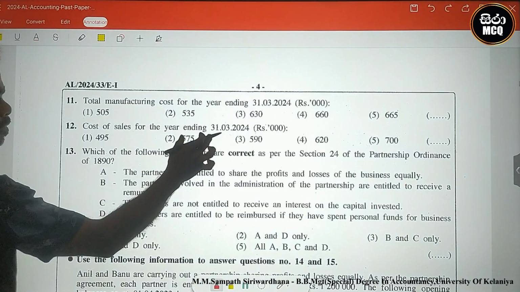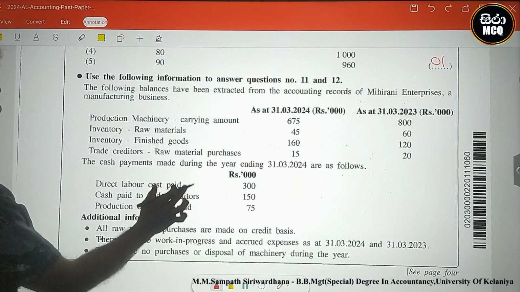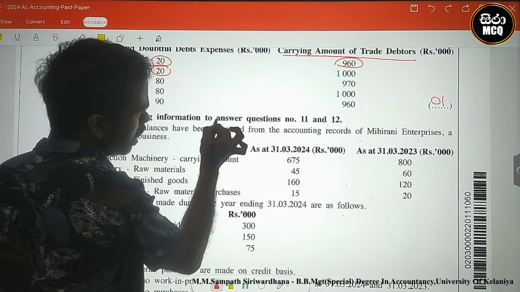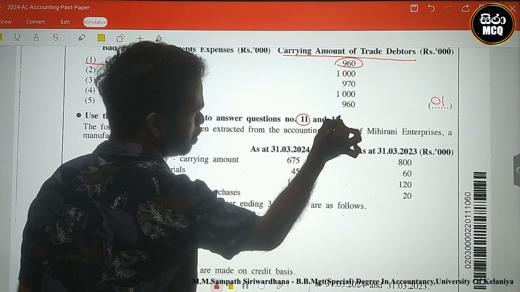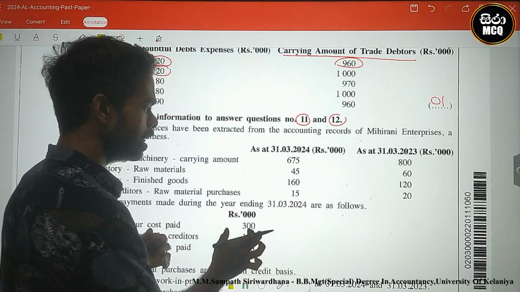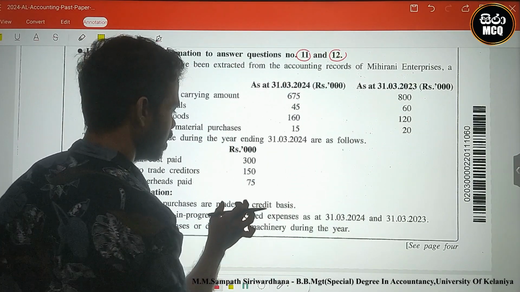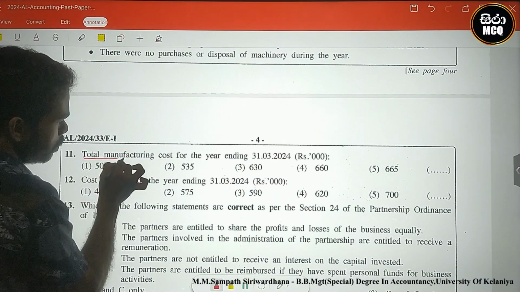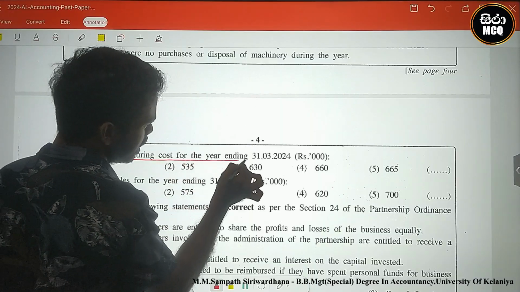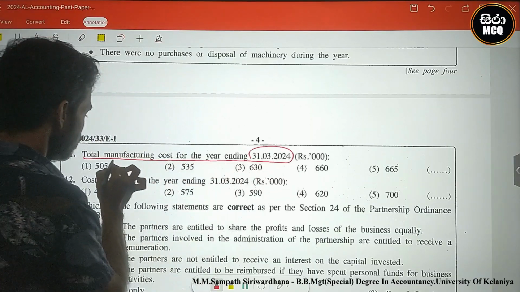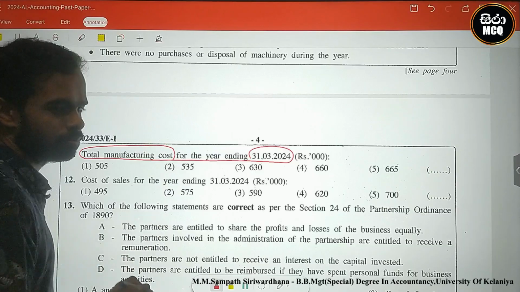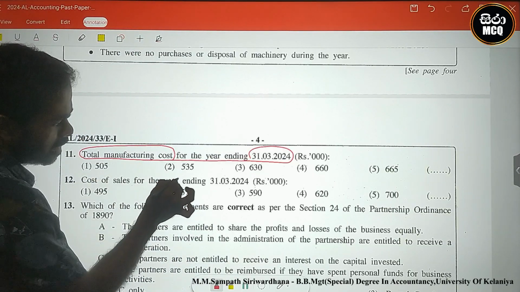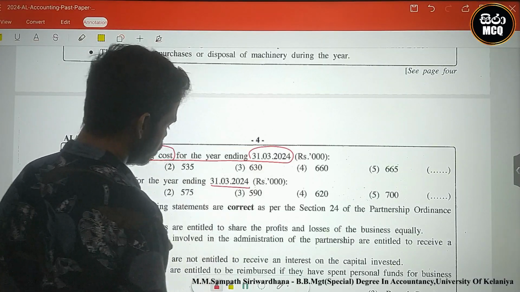Look here, there is information. Use the following information to answer question number 11 and question number 12. Look here, what is the question number 11 requirement? Total manufacturing cost for the year ending 31st March 2024. Total manufacturing cost. Okay, after that, cost of sales for the year ending 31st March 2024.